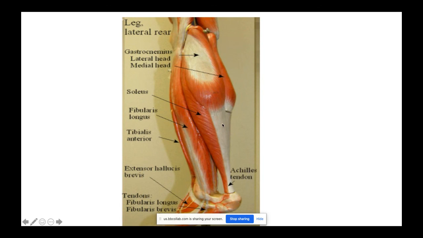This is one of the most commonly ruptured tendons in the body. And when this tears, the gastroc balls up. It just shrivels and moves superiorly. And it's very, very painful.